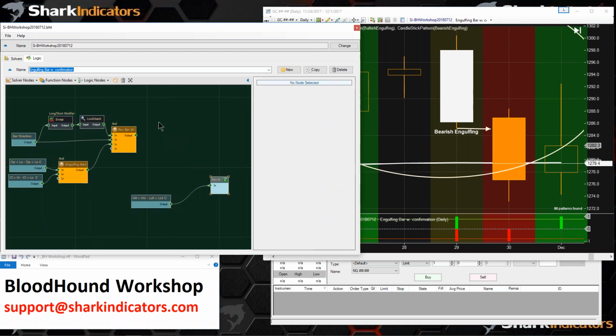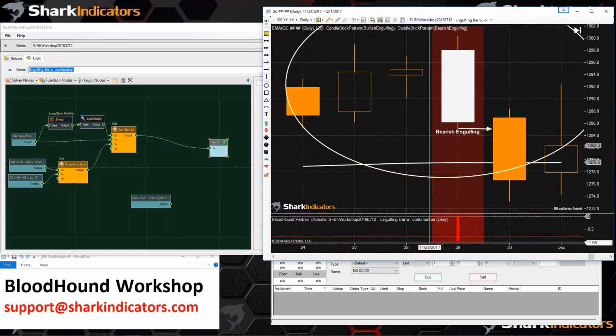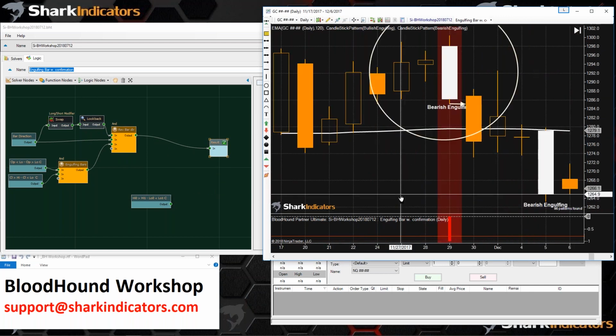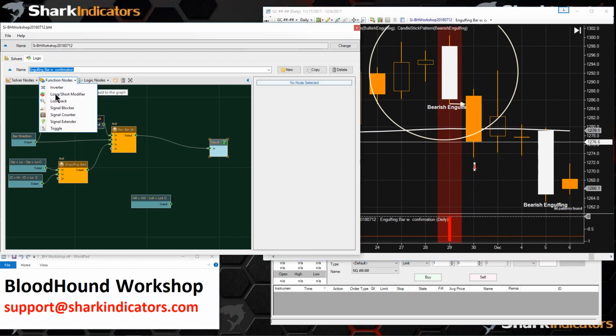And so what we need to do is take this output, and so we need to take the short output on the engulfing bar, and we need to shift it forward one bar to the confirmation bar. So I'm going to use another look back node.